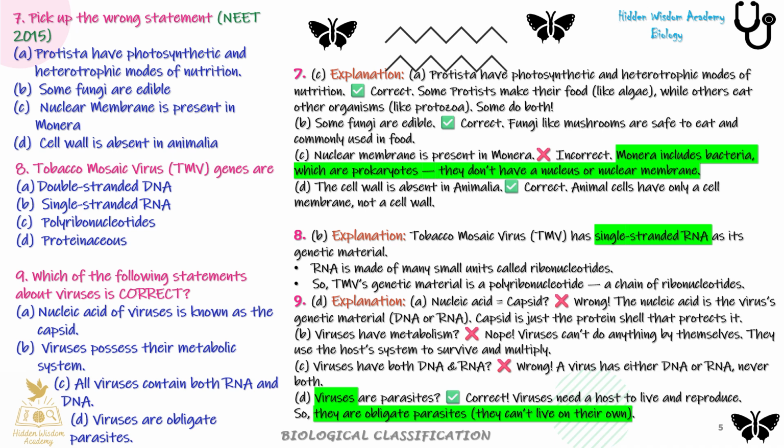RNA is made of many small units called ribonucleotides. So, TMV's genetic material is a polyribonucleotide, a chain of ribonucleotides. So, option B is the correct answer.